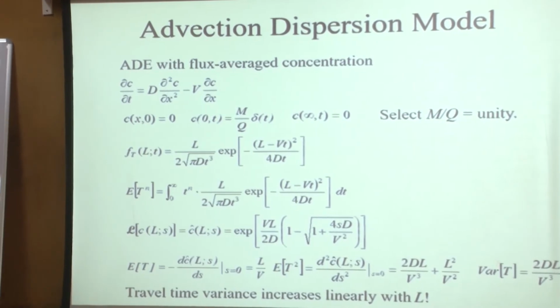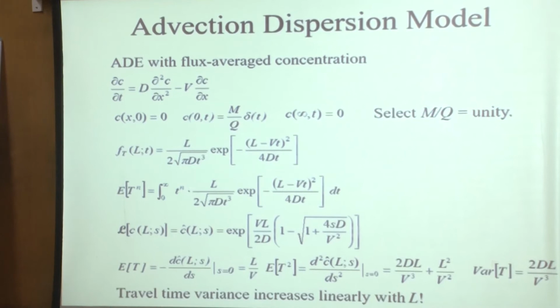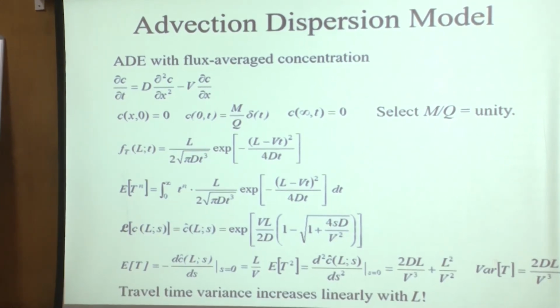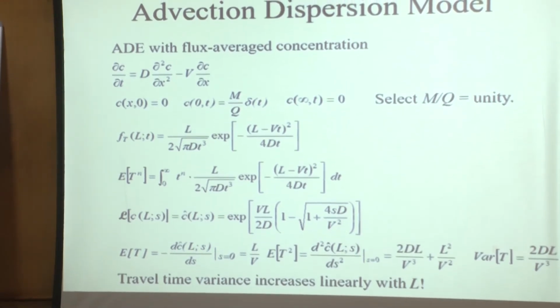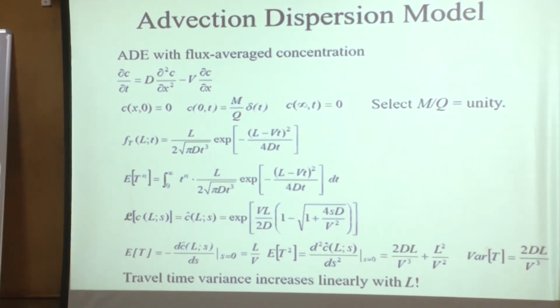Okay. So one of the things that I'm going to note, which I also want you to observe, is look at the travel time variance. This is the variance of the travel time, the variance of this distribution over here. That increases with L linearly. So as the distance increases, this thing is spreading linearly. Okay. So we'll keep that in mind for a minute.